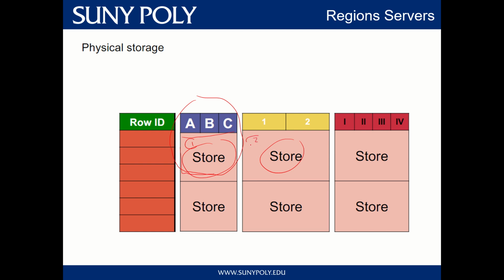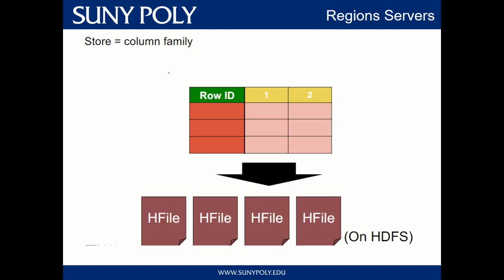So this is a unit to be stored here. The second one here belongs to the same region, but it's a different column family. So you don't want to split this. So that's what we call a store unit. So a store is equal to a column family. And then we go from stores to HFiles.